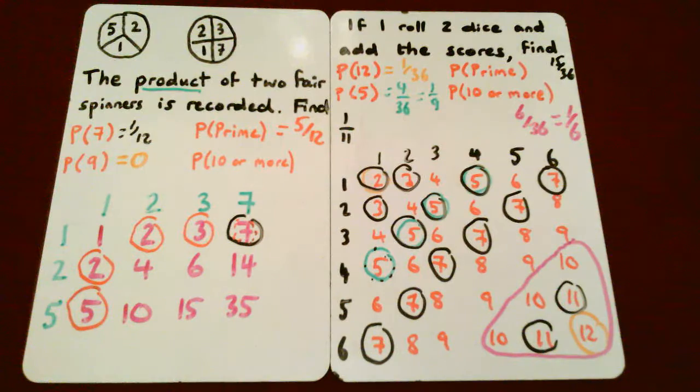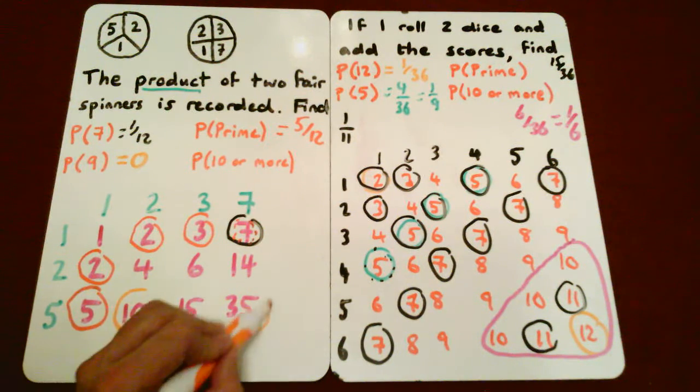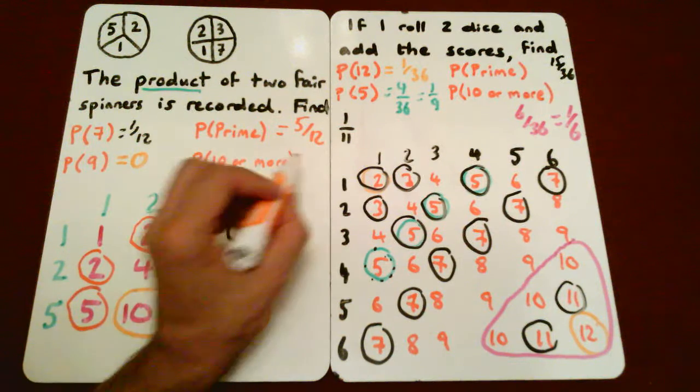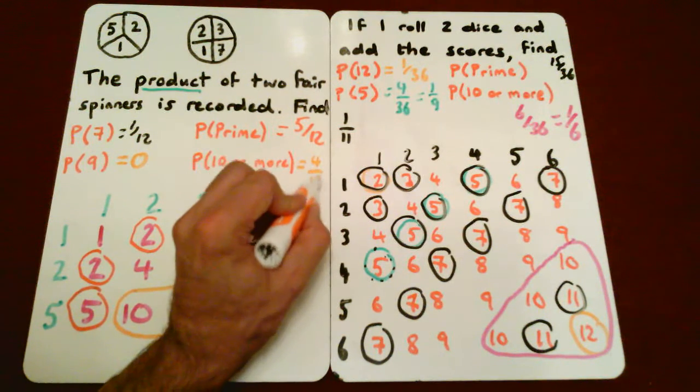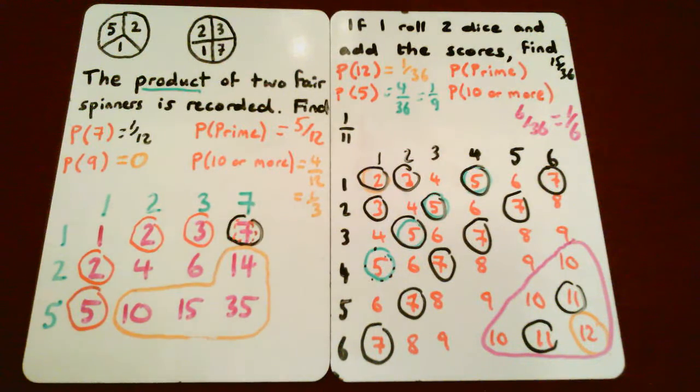And then finally, the last value is the probability of getting a 10 or more. So if we identify the values that are 10 or more, that is only these 4 situations over here, which is 4 out of 12 or 1/3. So that is effectively the topic of possibility spaces or sample space diagrams.